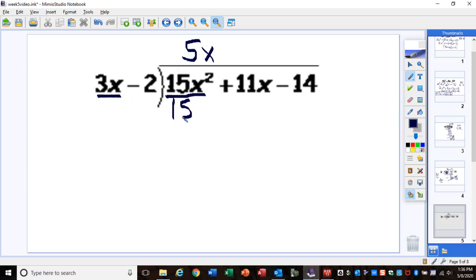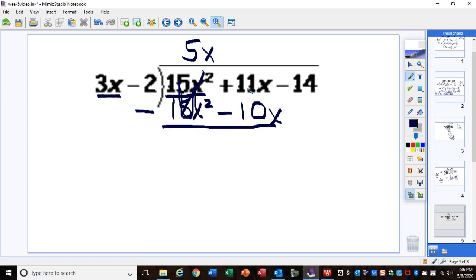You should always have the same thing. If you don't, you did something wrong. The first term should always be the same. Now, 5x times negative 2 is negative 10x. Okay? Now, be careful here. You're subtracting. You're subtracting. So when you subtract, this is gone, always.